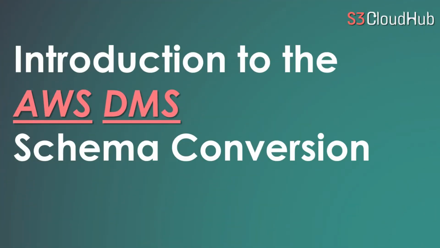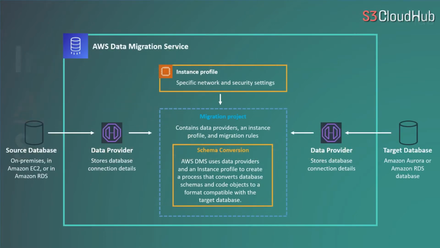So guys, this new feature allows customers to run heterogeneous database migrations using a web interface. You can use DMS Schema Conversion, or Data Migration Service, to assess the complexity of the migration, convert the source database objects to a format compatible with your target database engine, and apply the converted code to the target database.